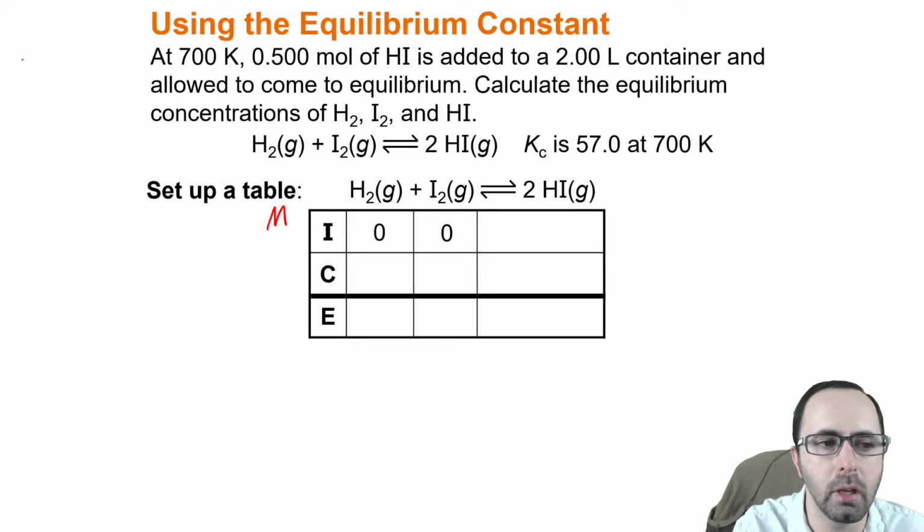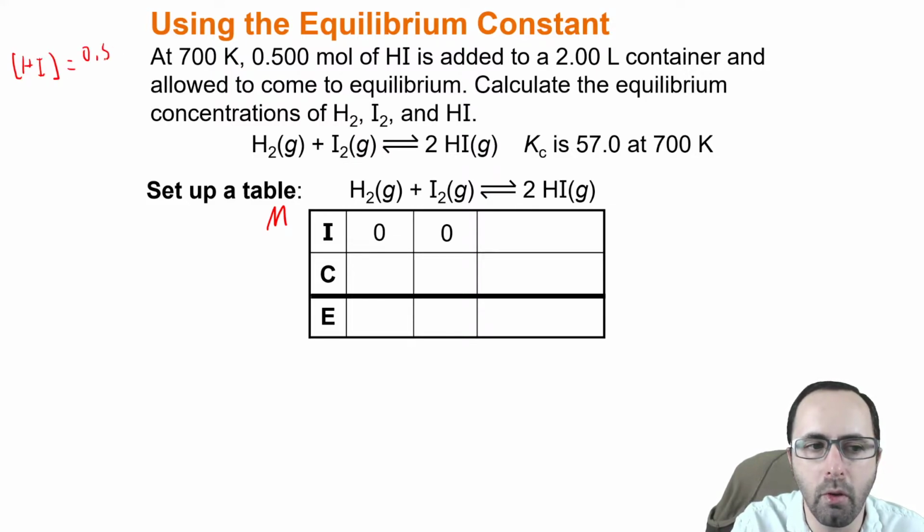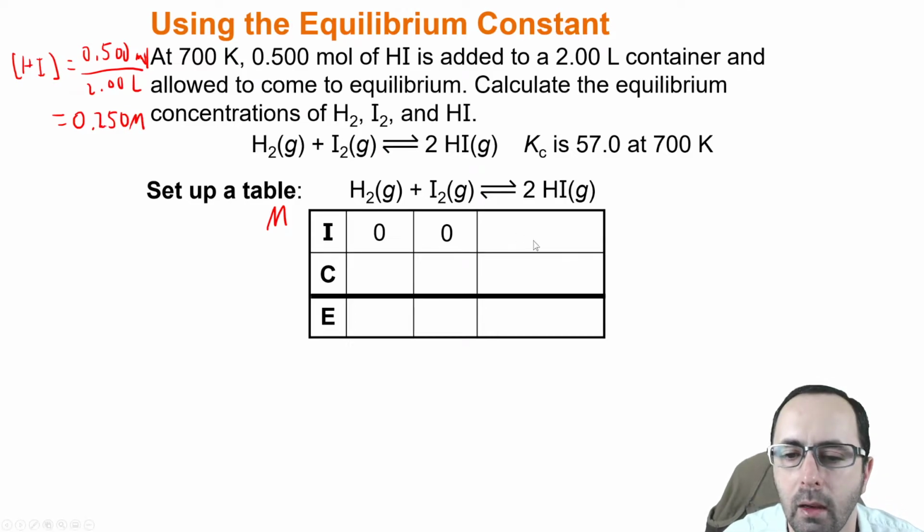I'm just going to do it up here in the corner. So the concentration of HI is going to be the moles over the liters. So it's going to be 0.500 moles over 2.00 liters. So that's going to give us a concentration of 0.250 molar. And that's what we're going to put right here in this box.